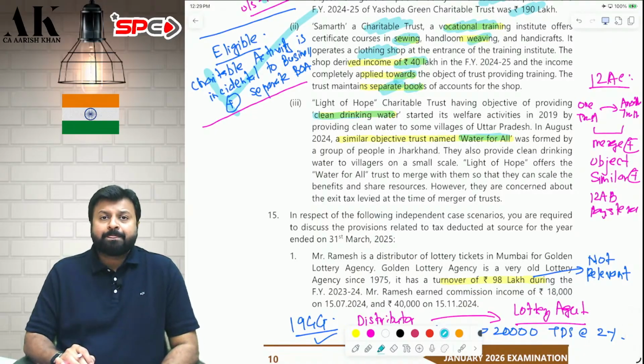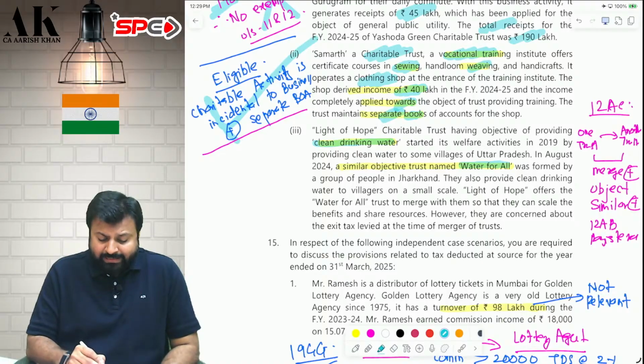Next question. There are two charitable trusts. One is engaged in clean drinking water. Another is engaged in water for all.